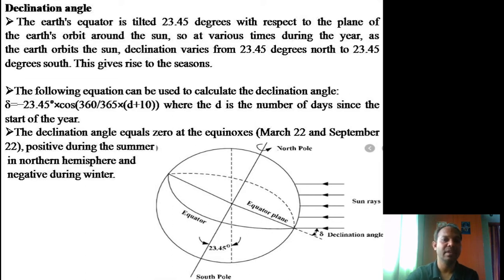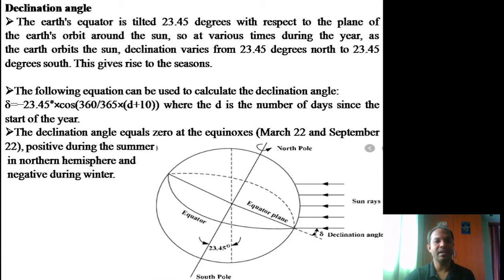It is the number of days since the start of the year. It is given by, once again, delta is equal to minus 23.45 times cosine of 360 divided by 365 times (d plus 10), where d is the number of days since the start of the year.